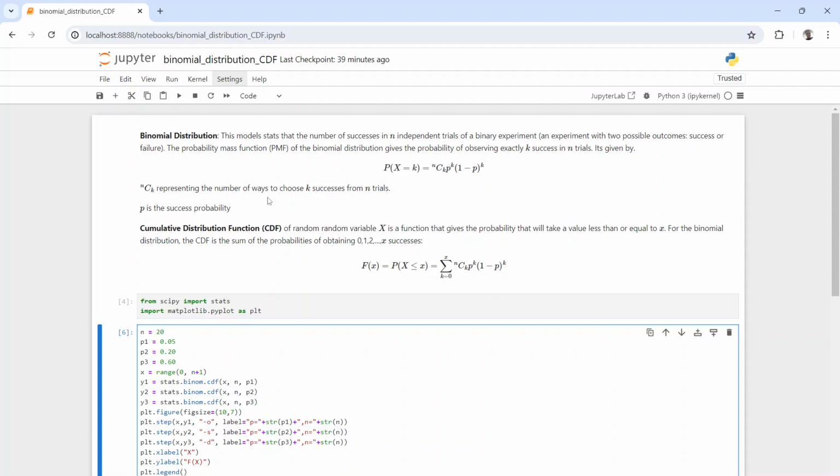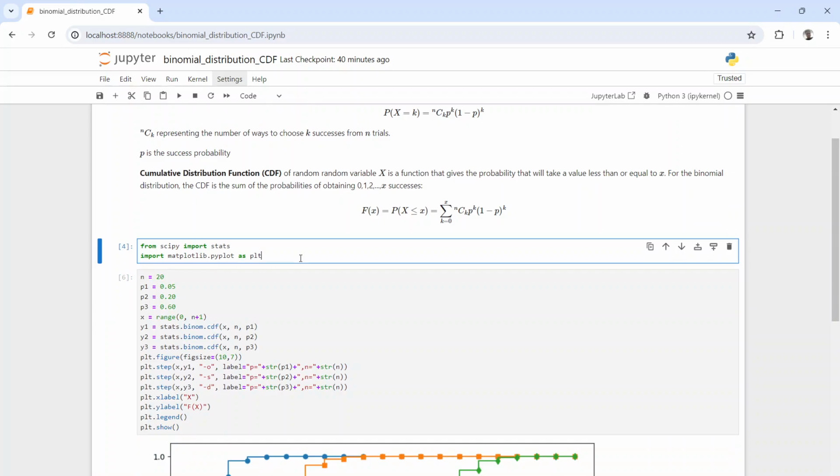Now let's talk about the cumulative distribution function. The CDF of a random variable capital X is a function that gives the probability that X will take a value less than or equal to x. For the binomial distribution, the CDF is just the sum of probabilities of obtaining various numbers of successes ranging from 0 to x. So here you can see this is almost the same as the probability mass function. The only difference is this sum term, which is from 0 to x.